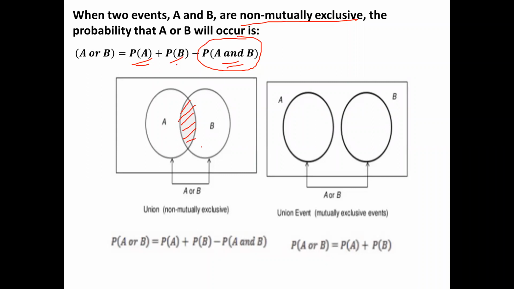Nagigets ba ninyo yung explanation ni sir? Ito yung mga event na on both sides pwedeng mangyari. Deduct natin kapag non-mutually. Ito yon. Can you follow, class? Yes, sir. Okay, so that's what I mean. Okay, next.